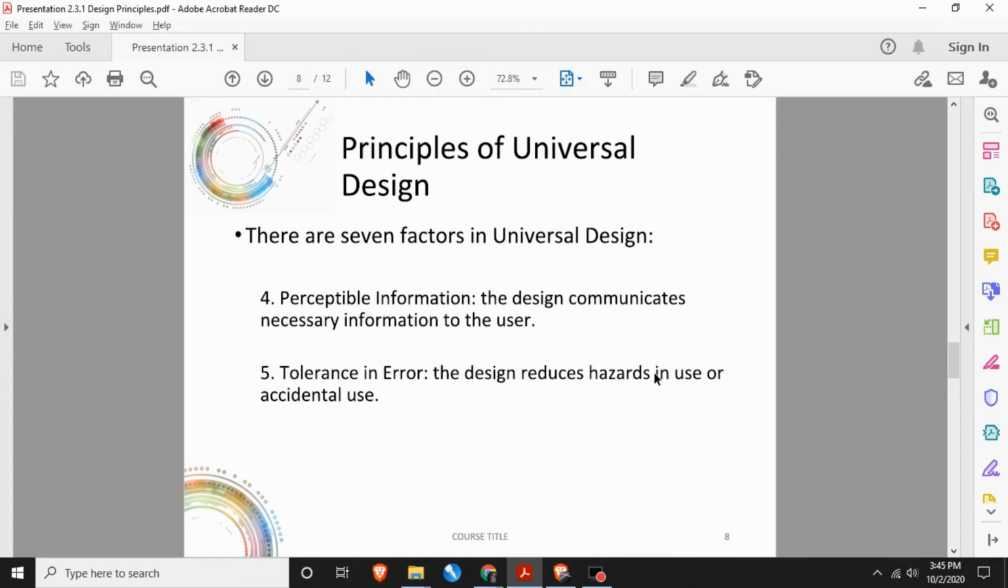Tolerance and error. The design reduces hazards in use or accidental use. One of the reasons that Legos are so expensive is they have what's called low tolerance, which means the blocks have to be so perfect. That way they don't have any wiggle room. They have an incredibly low tolerance. The higher the tolerance, the cheaper it is to make stuff. But also, as far as users are concerned, if they don't do things 100% perfect, it's going to be okay. And so you want your design to incorporate that. You don't want a user to have a PhD in your product to be able to use it.